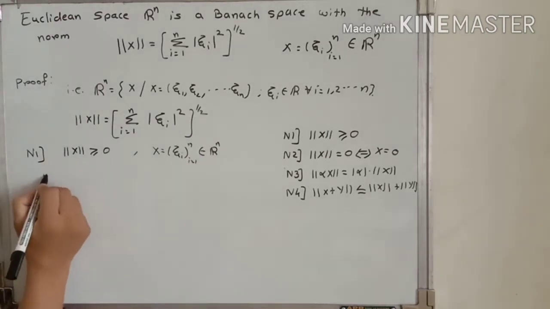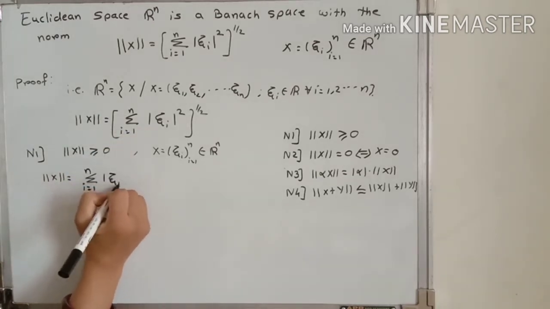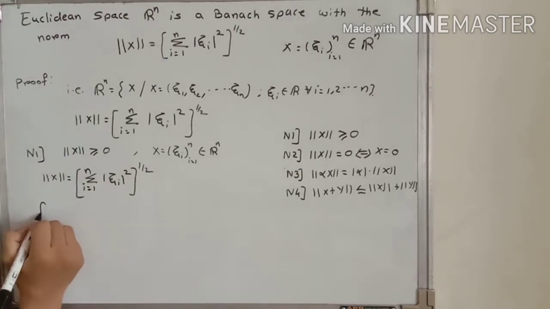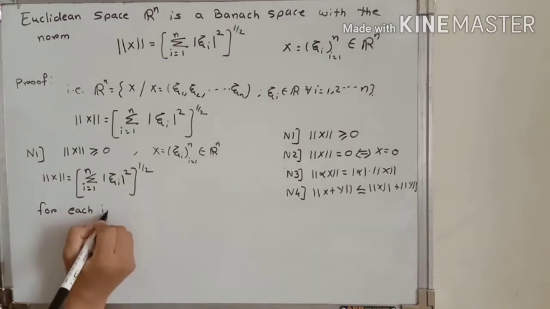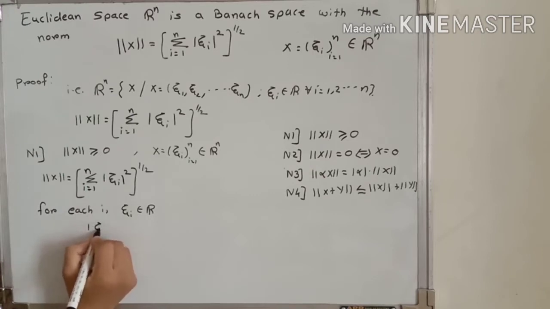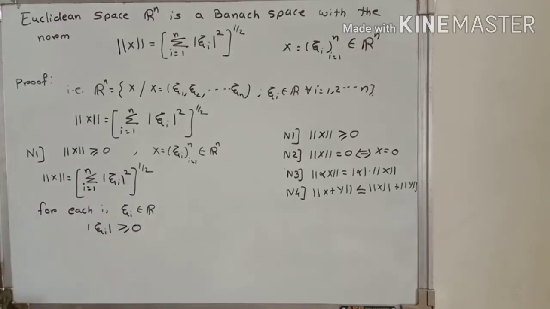Now here by definition norm of x is equal to the summation, i running from 1 to n, of mod of xi i square, whole to the power 1 by 2. Here we observe that for each i, xi i is a real number, and therefore mod of xi i, that is the absolute value of xi i, is always greater than or equal to 0, and therefore its square, mod of xi i square, is also greater than or equal to 0. That means a square is always non-negative, and this is true for each i.